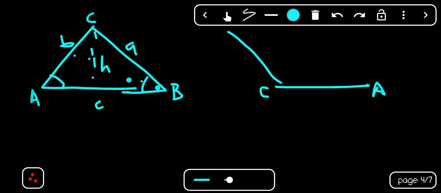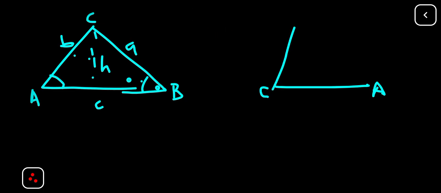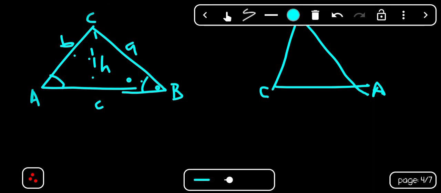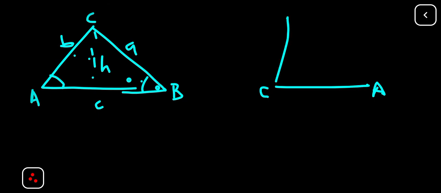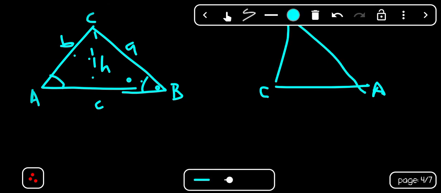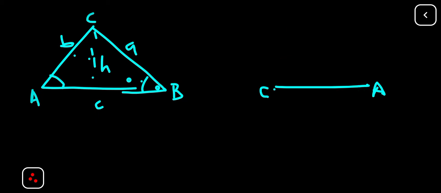Oh no, let me do it this way. Okay. My drawing is really bad. Okay, I'll get this now. I'm not getting it. Okay, finally. So B will be here.